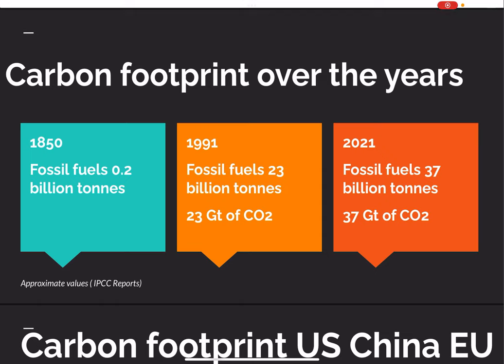So this data which I have shown you gives you an idea about how the carbon footprint changes with respect to the years. You would see that in 1850 the fossil fuel consumption was low, hence the carbon footprint was low. In 1991 the fossil fuel consumption jumped up because of industrialization, and the carbon footprint was 23 gigatons of CO2. In 2021, the fossil fuel consumption has jumped from 23 billion tons to 37 billion tons, and there is a jump in the CO2 emissions, right?